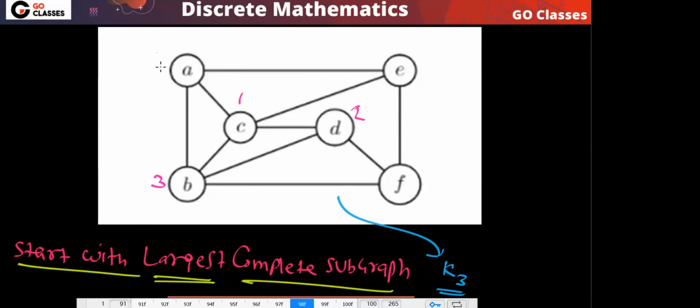So you start like this. Now tell me, can I use color number 2 here? Yes, I can use color number 2. Okay. Can I use color number 3? I cannot use color number 2. I cannot use color number 1. I can use color number 3. And here I can use color number 1.